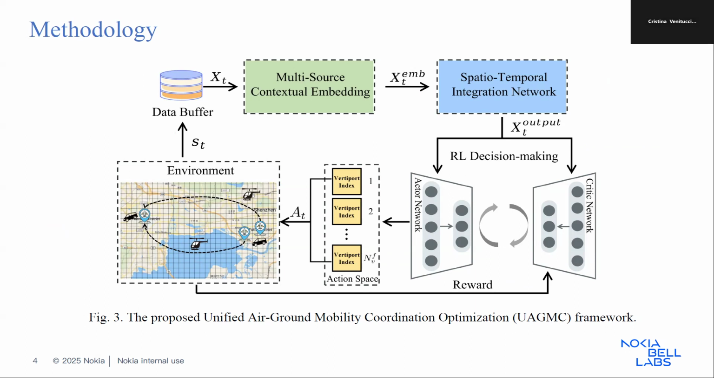And we use reinforcement decision making with the actor-critic algorithm PPO. Through these two blocks we proposed, it can process this multi-source state easily and choose which port to use for the passengers.